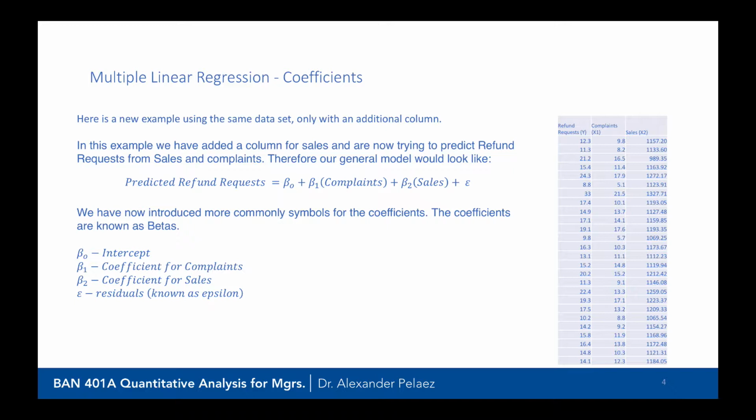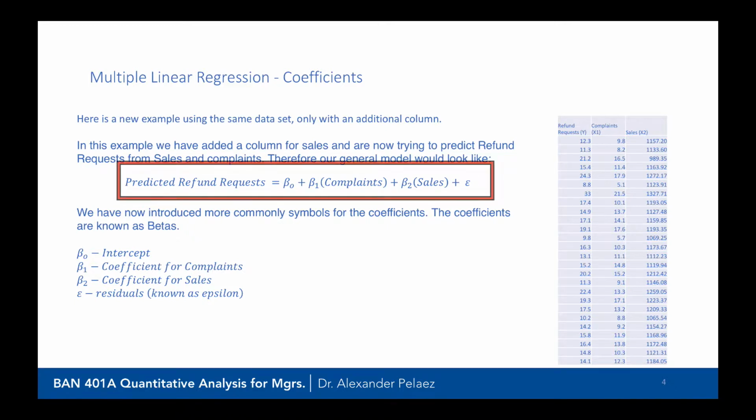So here's a new example in the data set, only with an additional column. We're going to add in the sales. In this example, we've added a column for sales, and we're trying to predict refund requests from both sales and complaints. Therefore, our general model now looks like this. And we've now substituted the traditional statistical letter beta for each one of the coefficients and the intercept. So beta 0 is our intercept, beta 1 is the coefficient for the first variable, beta 2 is the coefficient for the second variable, and epsilon is our variable for the residuals.